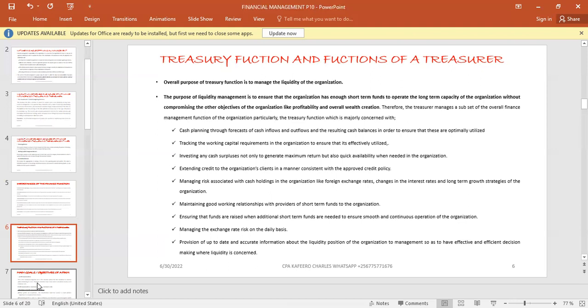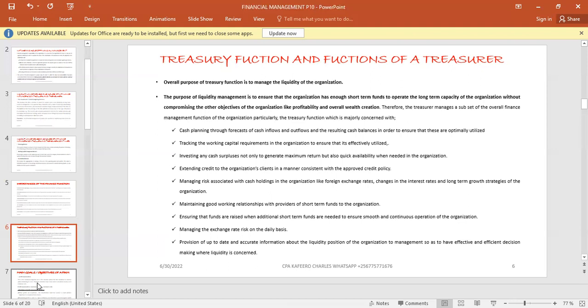Here we are saying that the purpose of liquidity management. Remember, we said the overall purpose of the treasury function is to manage liquidity of the organization. When you have too much cash, when you have less, what can be done? Those are the things that are managed within the treasury.